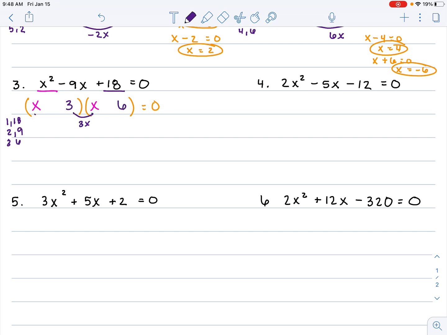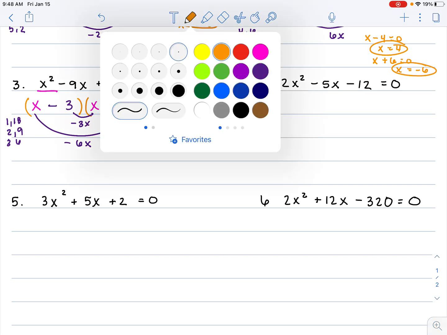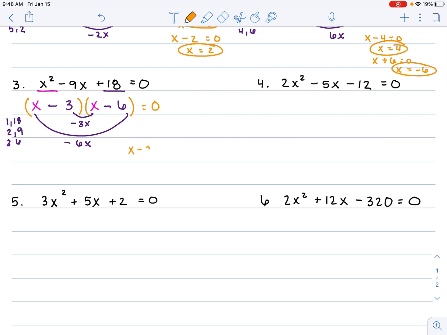So 3 and 6. I've got 3x and 6x. Now, if I want to make those negative 9, they both have to be negative. So now when I go to solve, I've got x minus 3 equals 0, which means x equals 3 as a solution, and x minus 6 equals 0, so x equals 6 is a solution.